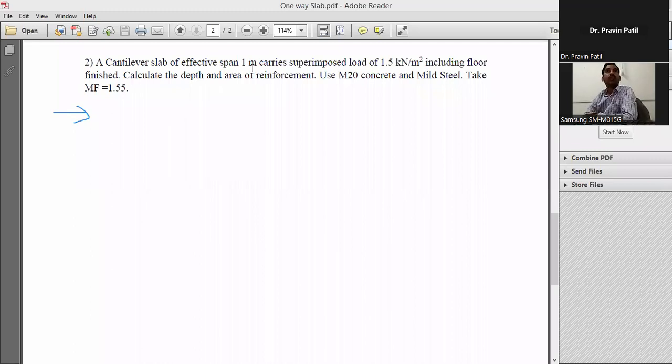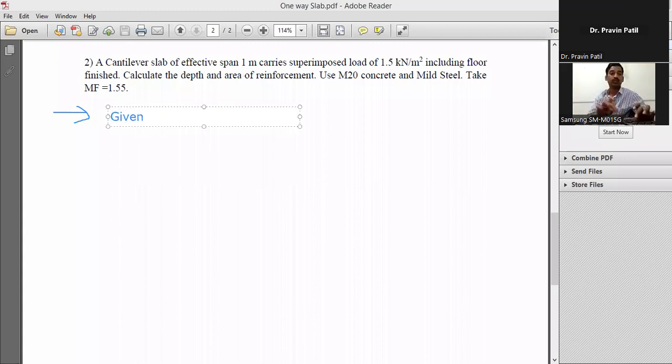A cantilever slab of effective span 1 meter carries a superimposed load of 1.5 kN per meter square, including floor finish. Calculate the depth and area of reinforcement. Use M20 concrete and mild steel. Take the modification factor as 1.55. Okay, so first of all, write down the given data for this.